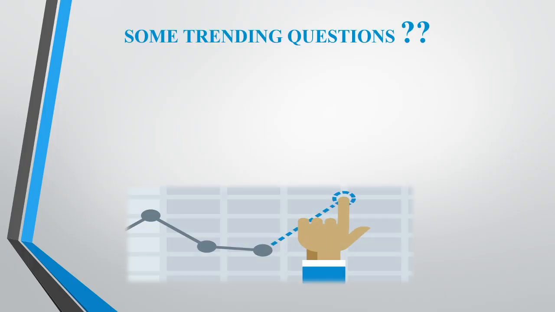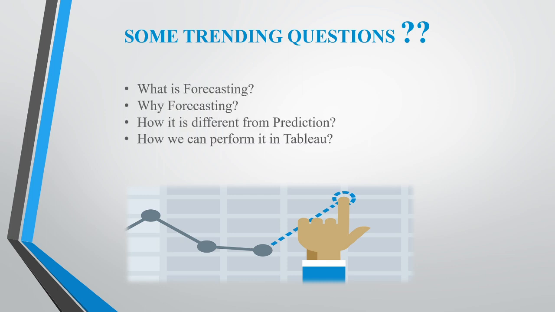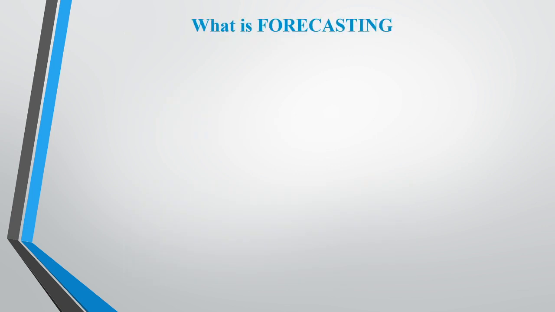So now we have some trending questions in forecasting. The questions are: what is forecasting, why do we need forecasting, and how is it different from a method like prediction. And at the last, after getting to know how it is different from prediction and why we are doing forecasting, the important point is how we can perform it in Tableau. So now the first point is, what is forecasting?